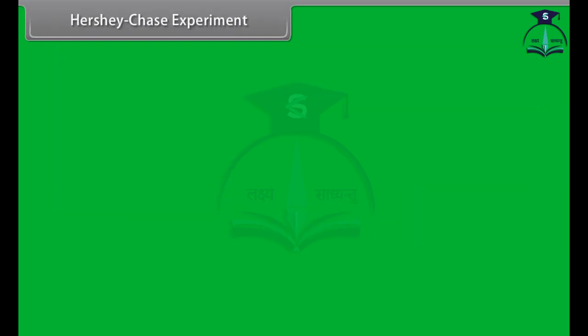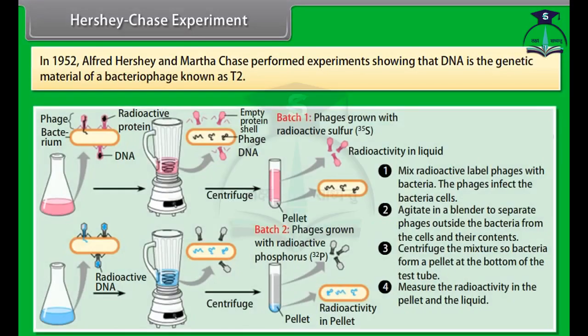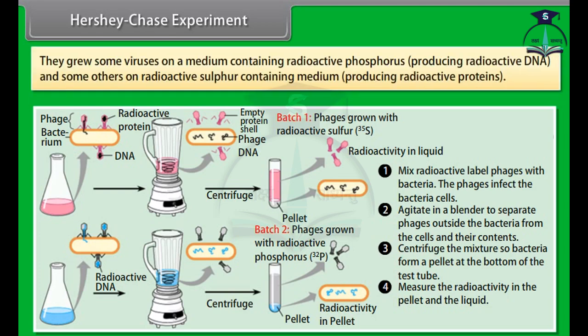Hershey-Chase experiment. In 1952, Alfred Hershey and Martha Chase performed experiments showing that DNA is the genetic material of a bacteriophage known as T2. They grew some viruses on a medium containing radioactive phosphorus, producing radioactive DNA, and some others on a medium containing radioactive sulfur, producing radioactive proteins.